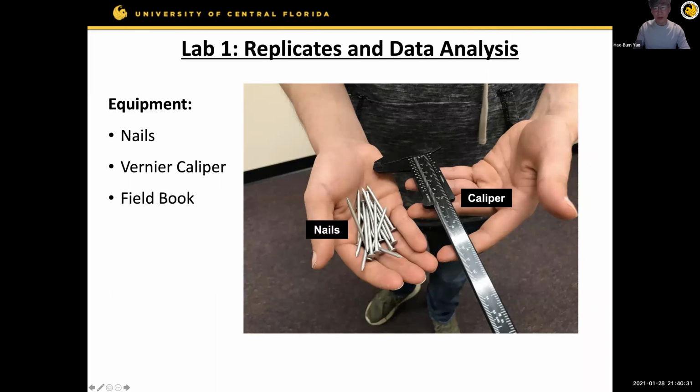So our first lab, we're going to use very basic tools, so nails and vernier calipers, and you want to also have a field book available. So this is our first lab.